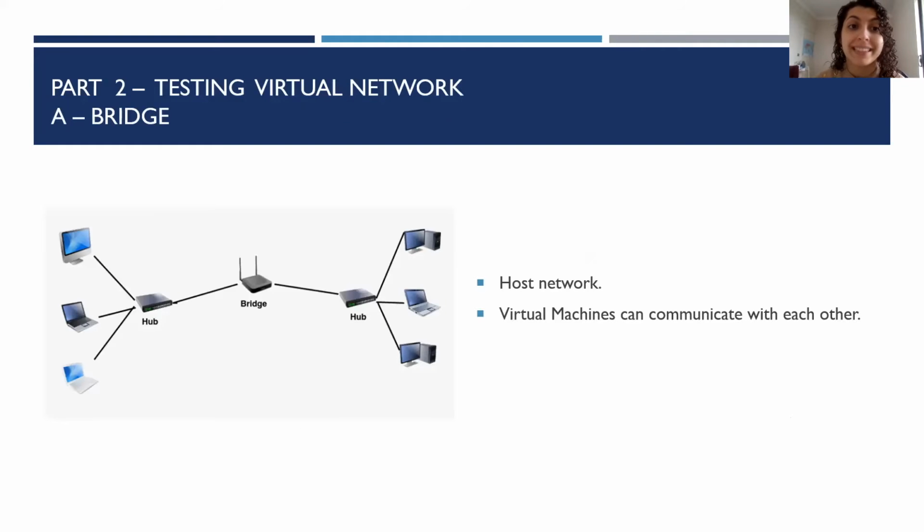So now we're going to talk about testing virtual networks. The first virtual network is the bridge. The bridge is used to reduce the collision between devices by dividing a network into two sections. So, for example, there's the bridge, and then two sections, the hub and hub, and that signal is going to go to the computers, and then they connect to the internet.